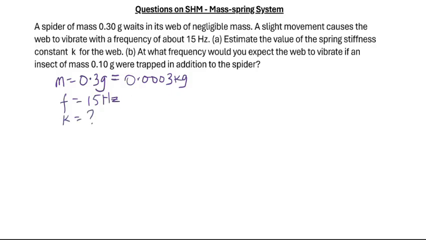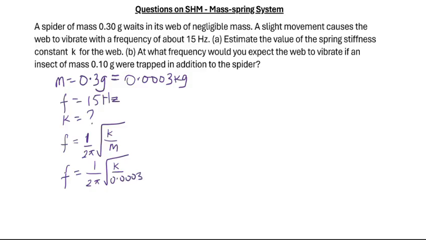That's the first question. Now, remember that we are given frequency and we have mass. What are we going to do? Remember the formula for frequency, which is equal to 1 over 2 pi square root of K over M. Now, f equals 1 over 2 pi square root of K over M. Our K is what we are looking for, and we have our mass to be 0.0003. Now I can just change the frequency to what was given, which is 15 Hz.